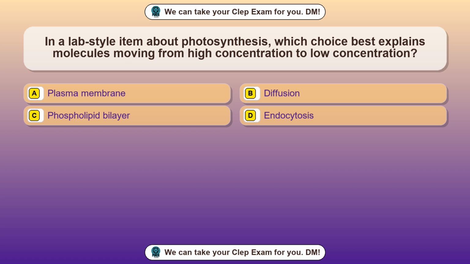Question 14. In a lab-style item about photosynthesis, which choice best explains molecules moving from high concentration to low concentration? Option A. Plasma membrane. Option B. Diffusion. Option C. Phospholipid bilayer. Option D. Endocytosis. The correct answer is option B.